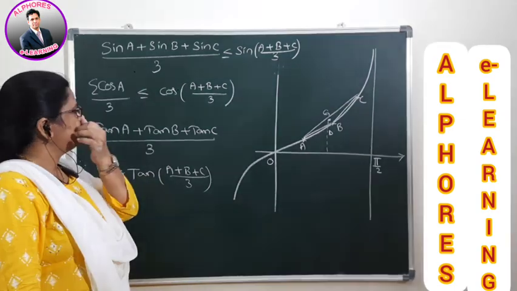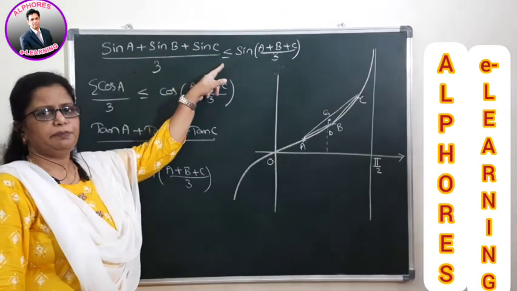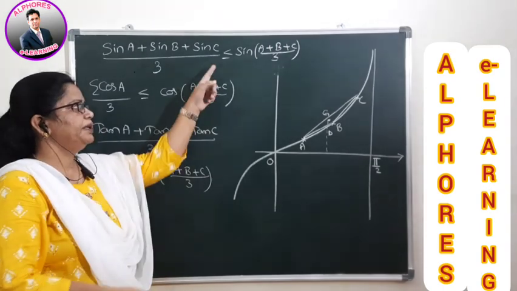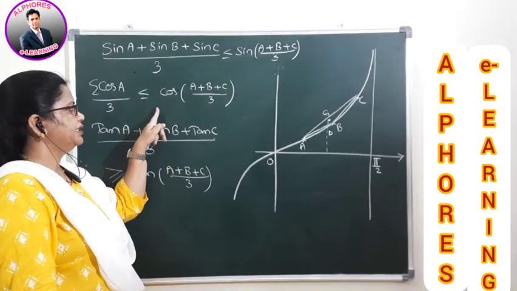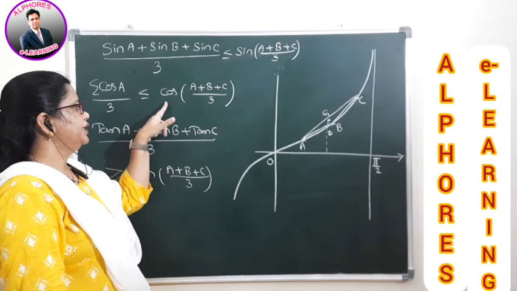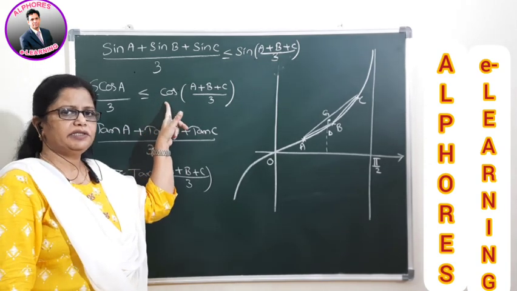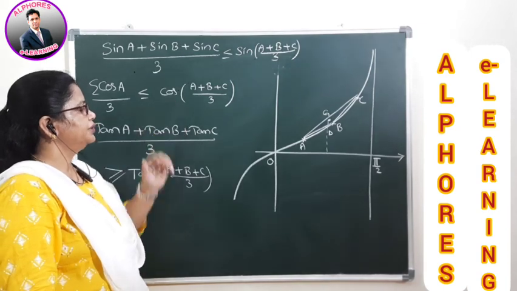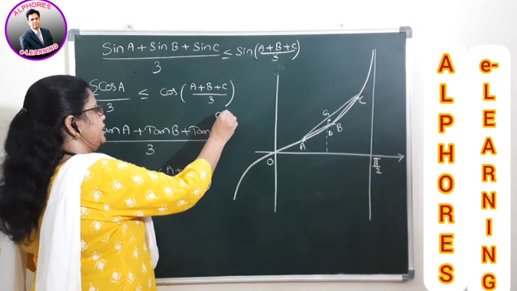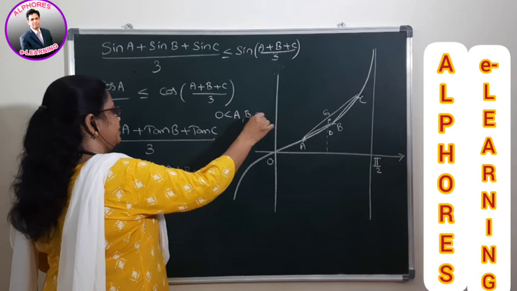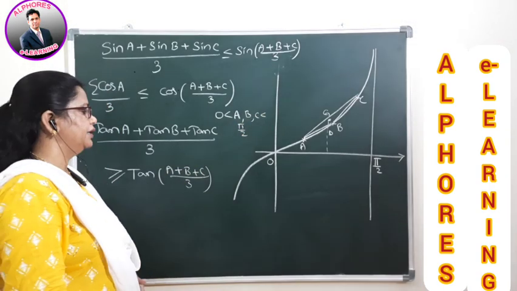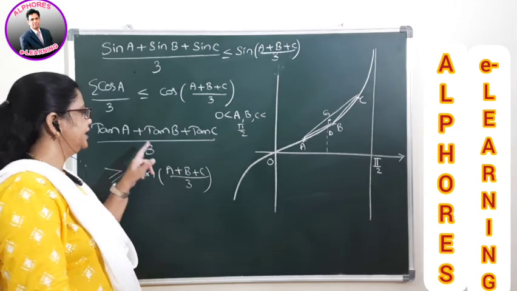Now observe, students, here (sin a + sin b + sin c)/3. Just now we have taken sin of (a + b + c)/3. Similarly, the cos result is also the same. But once you are using the cos result, the angles must be only acute, okay, only acute angles. So here 0 < a, b, c < pi/2. Whereas if you observe the tan function, then how is the result?